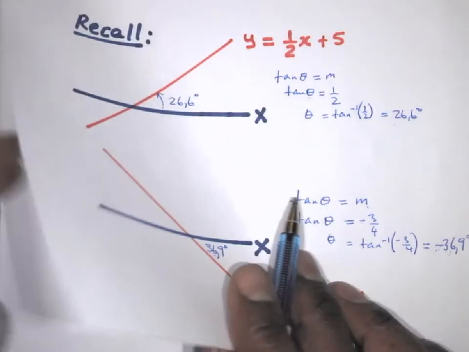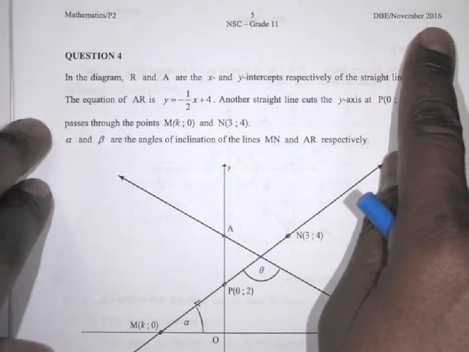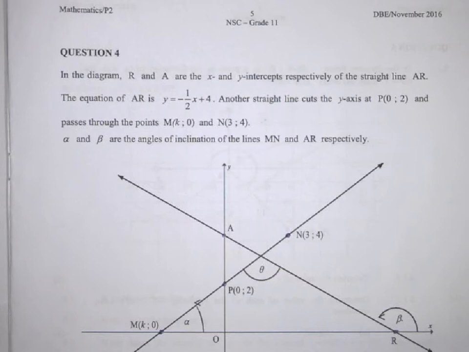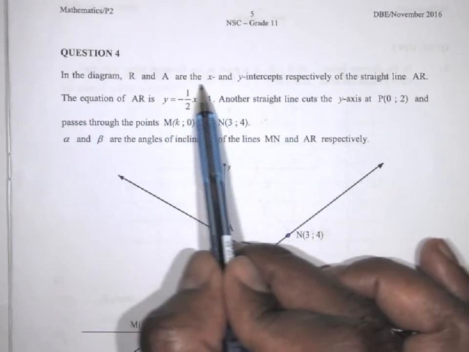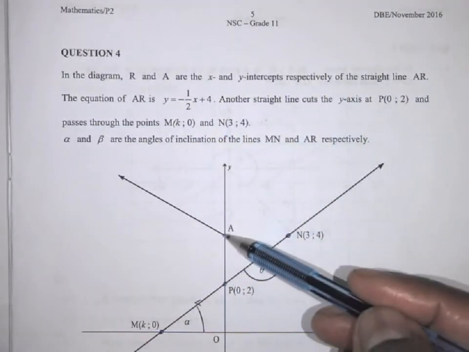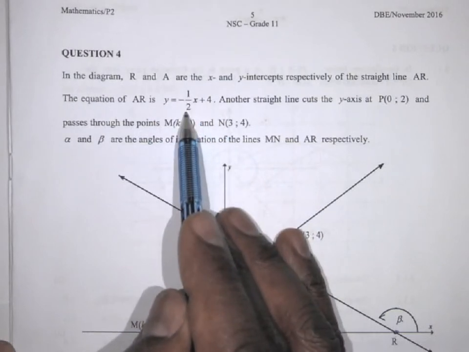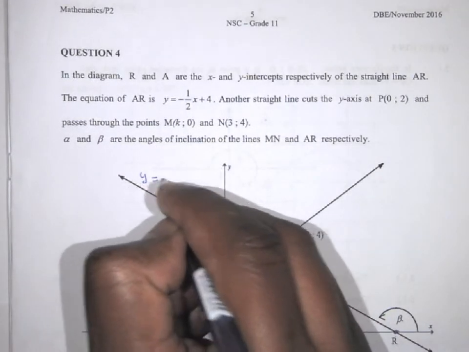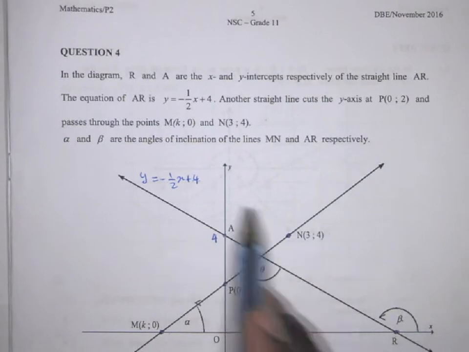Now let's see how they ask us in the exams. This paper is from DBE, 20 November 2016. This was question 4, and it had several questions. I've separated the questions so that we'll be able to see. You've got a diagram that is given and information about the diagram. They say R and A are the x and y intercepts respectively. The equation of AR is y is equal to minus 1 over 2x plus 4. So this line AR has an equation, y is equal to minus 1 over 2x plus 4. Remember that the 4 is the y-intercept. Now that's the gradient of this line.